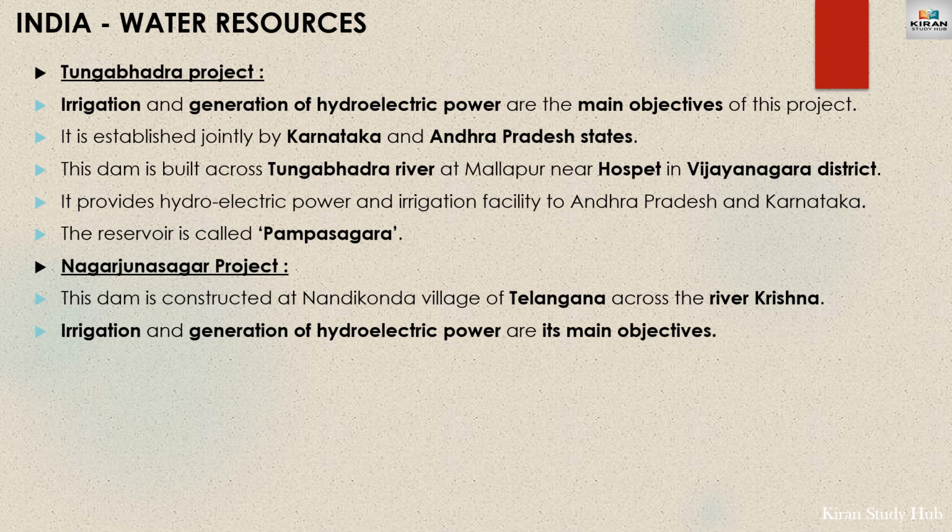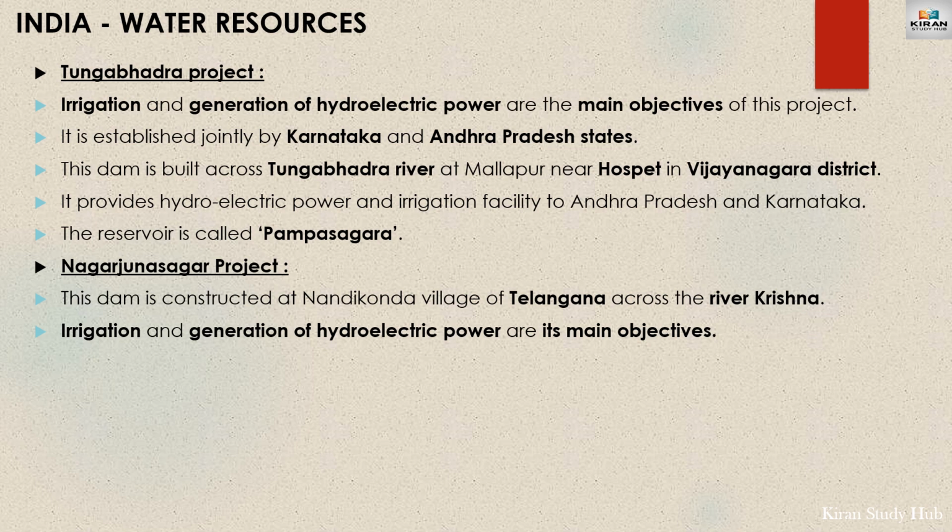Tungabhadra project. This project or dam was established by a joint venture between the two states of Karnataka and Andhra Pradesh. The main objectives of this project are providing irrigation and generation of hydroelectric power. This dam is built across the river Tungabhadra near Hospet in Vijayanagara district of Karnataka, and it is benefiting both Andhra Pradesh and Karnataka. The reservoir created is called Pampasagara.